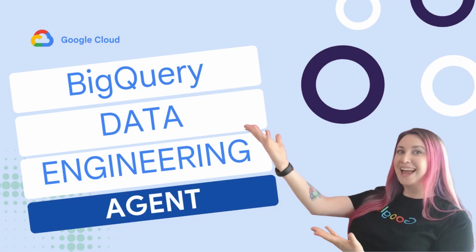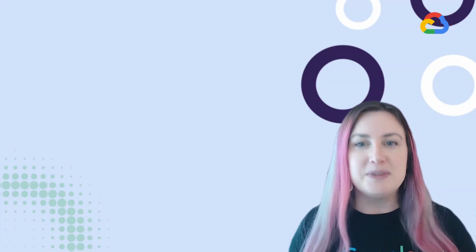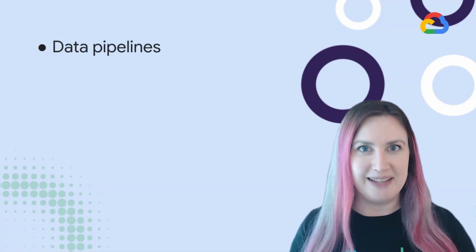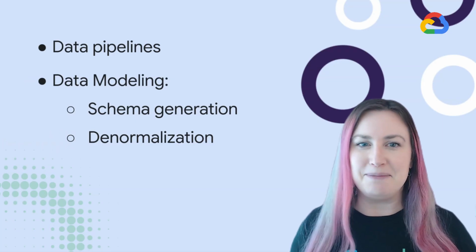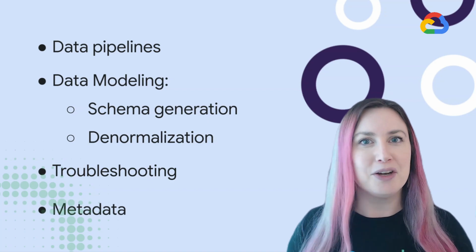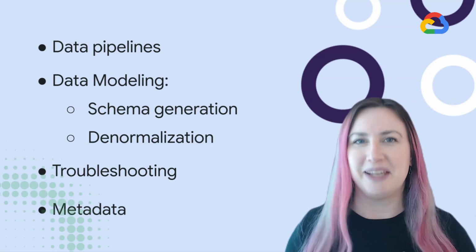This AI-powered agent can create SQL code, metadata, pipelines, and more with just prompts. The data engineering agent in BigQuery is here to help data analysts and data engineers do more in less time. This agent can take your prompts and help you become more productive by creating and modifying data pipelines, generating and modifying schemas, helping with troubleshooting, and assisting with metadata required for your own AI-powered applications.